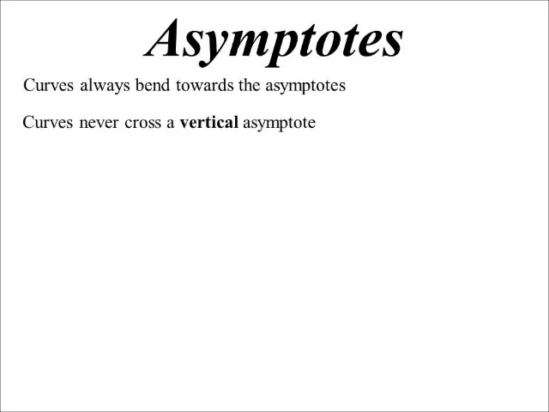First thing we're going to look at today is reciprocal graphs, which brings up this idea of asymptotes. A little bit more detail about asymptotes. When you're drawing your curves, they should always bend towards them. Curves never cross a vertical asymptote, because vertical asymptotes are exclusions in the domain. So there's no way the graph could ever go there, because that x value is not in the domain, so you can't substitute it in and get a value.